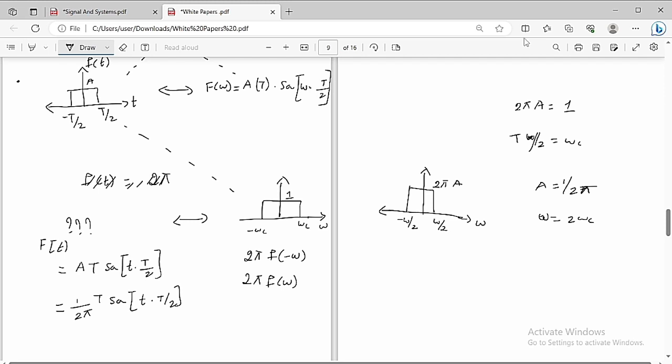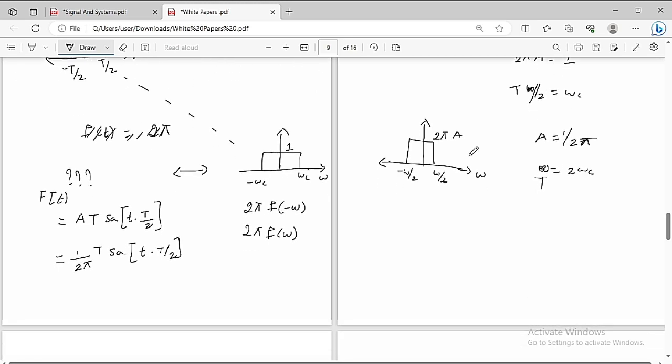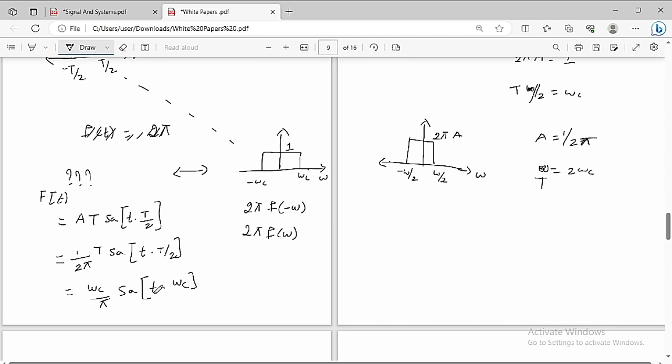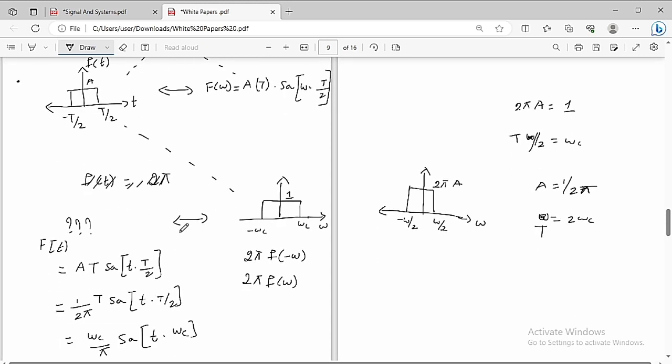So then what is the value of T? T is equal to 2 times omega c. Substitute here, in place of T, substitute 2 omega c. If you simplify, the 2s cancel, and we are going to get omega c by pi. Sa of (T by 2) times omega is nothing but 2 omega c... so cancelling, we are going to get omega c. So this is the expression: omega c by pi, Sa of omega c t. Same thing we have got, right? Same expression. So finally we got it.